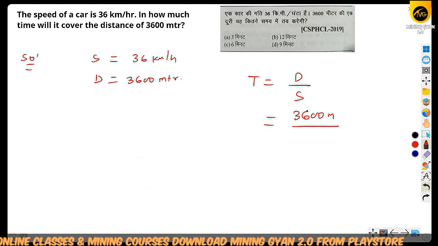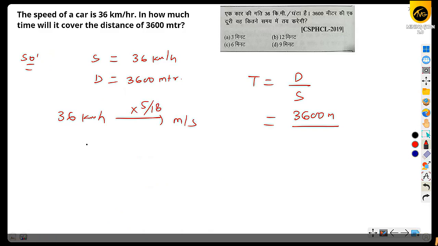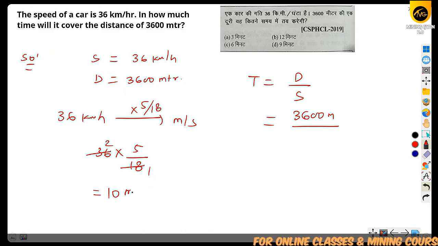That's why you have to balance the units of the given data. So you have to convert the speed from kilometer per hour into meter per second. So 36 kilometer per hour converted into meter per second, just multiply by 5 divided by 18. 36 into 5 divided by 18. 18 twos are 36, so it will be 10 meter per second. So speed will be 10 meter per second.